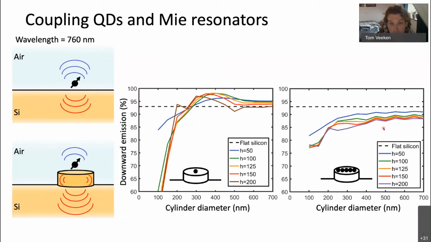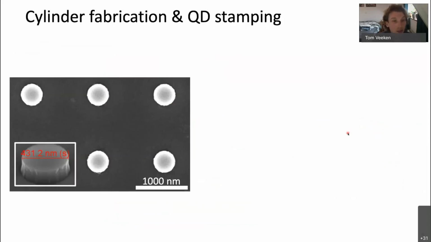Okay, with these results showing that we can alter the emission of dipoles or quantum dots on nanophotonic structures, we went ahead and fabricated those structures. We made cylinders in a square array of silicon on the silicon substrate, so etching down using e-beam lithography, and with an objective of 425 nanometer in this SEM case, we have nice cylinders with flat sidewalls.